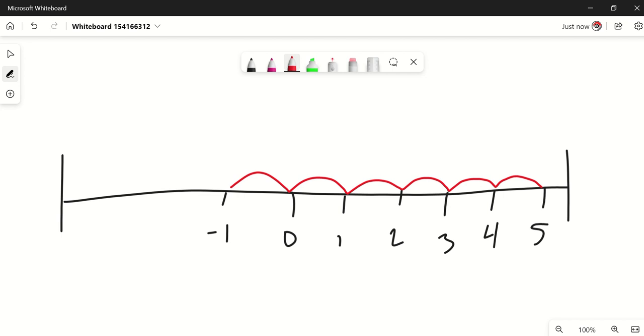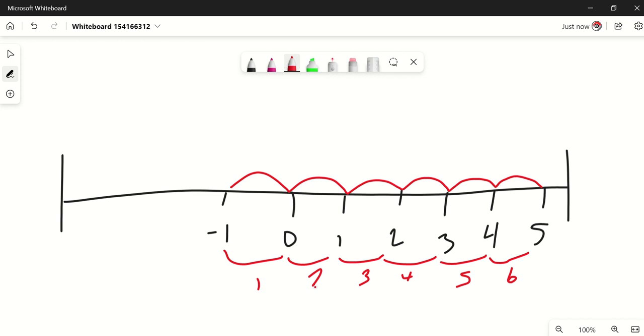It's 1, 2, 3, 4, 5, 6 jumps. Let's see if my math brain can get this now. From negative 1 to 0 was 1. From 0 to 1 it was 2. From 1 to 2 is 3. From 2 to 3 is 4. From 3 to 4 was 5. And from 4 to 5 is 6.